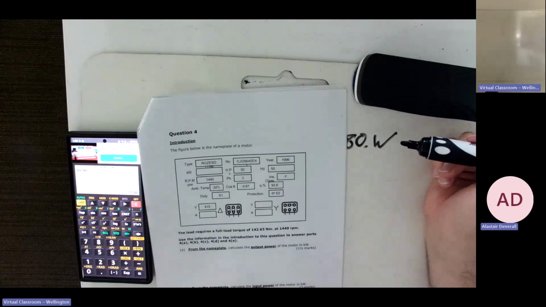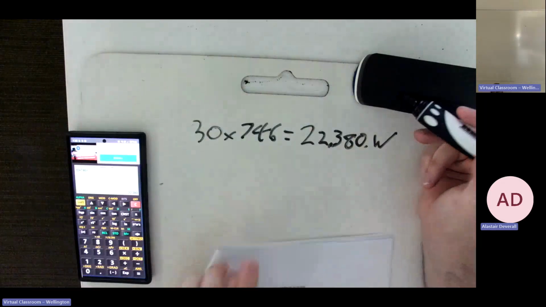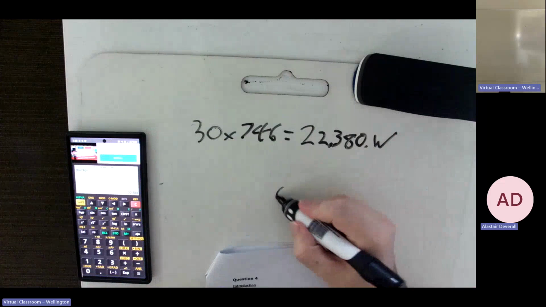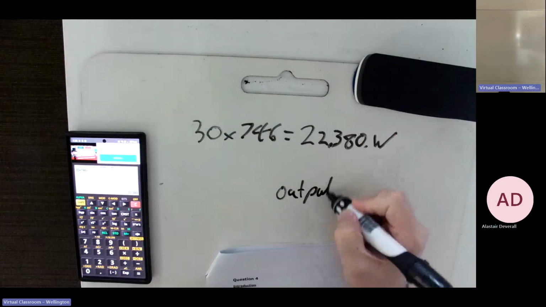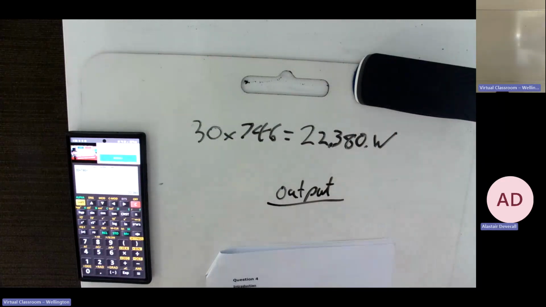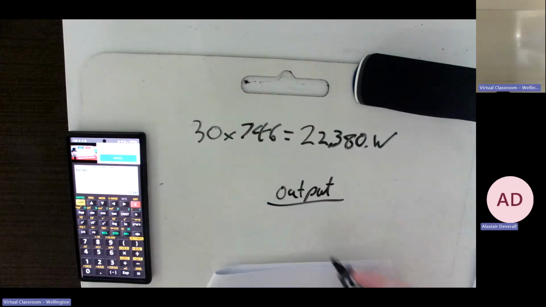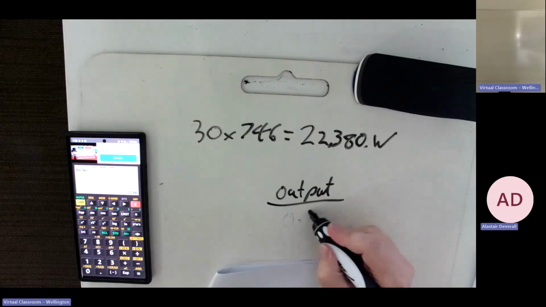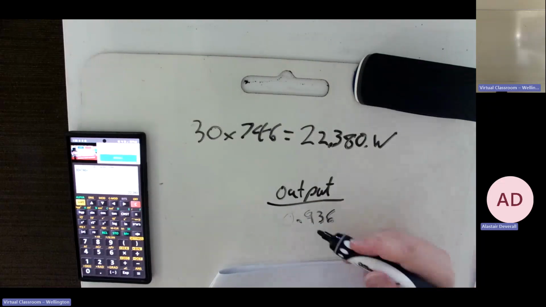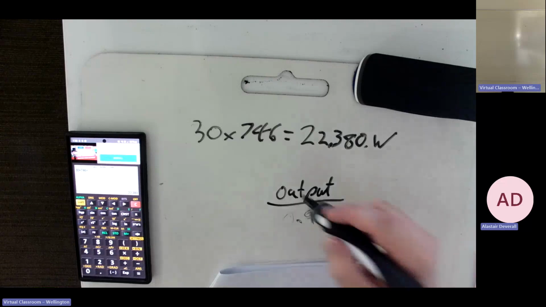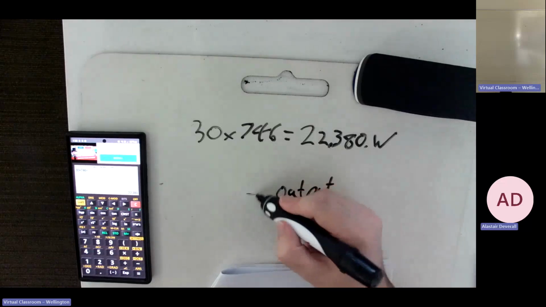Question B, from the nameplate, calculate the input power of the motor in kilowatts. This is as simple as going output divided by efficiency, and our efficiency is shown as our N percentage, so 93.6. We have 0.936 because we need to convert it to a decimal rather than a percentage value, equals our input.